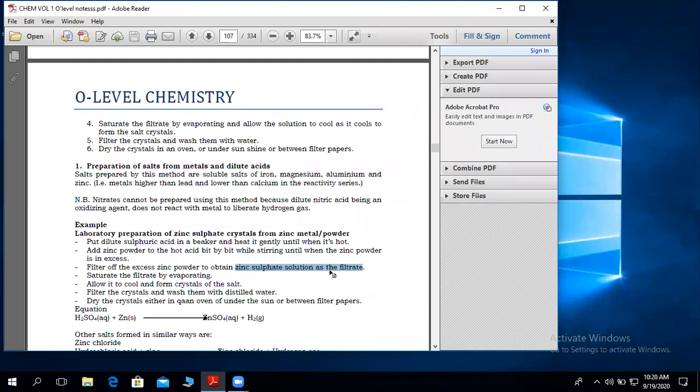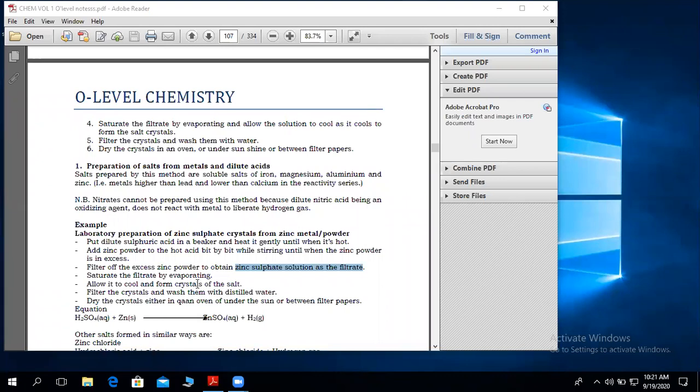Then what do you do to the filtrate? You saturate it. How do you saturate the filtrate? Pour it on an evaporating dish and heat to drive off the water. So that's when you remain with a saturated solution. And when you remain with a saturated solution, what do you do? You allow it to cool because you heated it. Allow it to cool, and when it cools, it forms crystals.